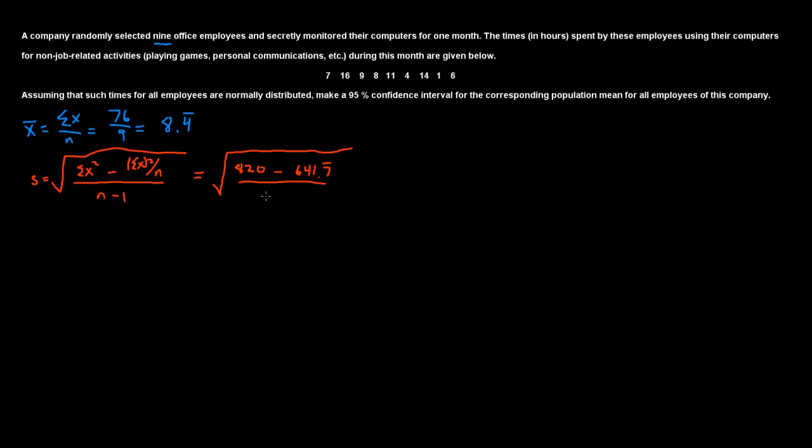Then we're going to divide by not n on the bottom. This is a sample standard deviation, so n minus 1. 9 minus 1 is 8. Okay, almost done here with the sample standard deviation. So let's see, 820 minus 641.7 repeating is about 178.2 repeating. Divide that answer by 8. You get 22.27 repeating. Lastly, don't forget to take the square root.